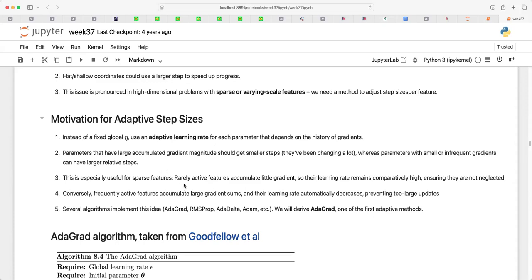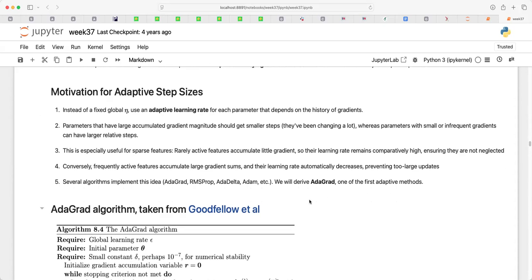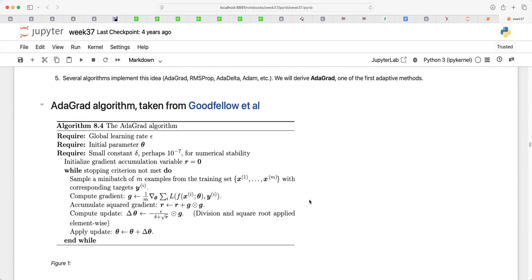And this is especially useful for sparse features, where relatively rarely active features accumulate little gradient, so their learning rate remains comparatively high, ensuring that they're not neglected. And you also have active features which accumulate large gradient sums, and then their learning rates automatically decrease, preventing too large updates. And the algorithms which we discussed in the video are algorithms like AdaGrad.